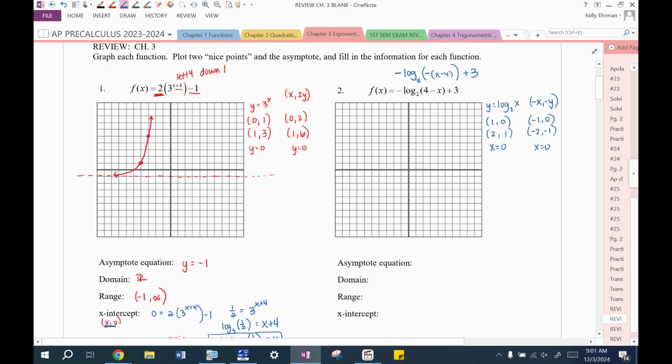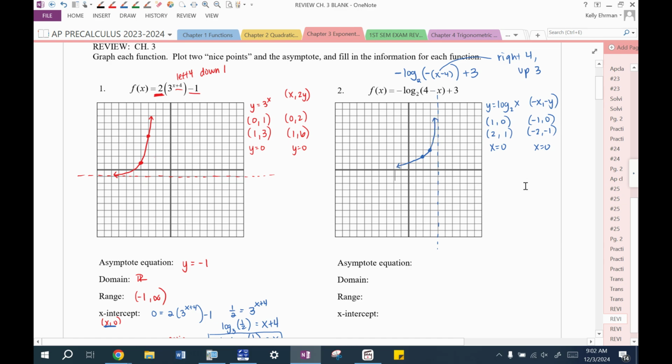This would still be x equals 0. But then the shift is to the right 4 and up 3. So shifting a vertical asymptote from 0 to the right 4 is going to put the vertical asymptote over here at x equals 4. And then I've already reflected my points, and I'm just shifting them. So negative 1, 0 goes right 1, 2, 3, 4, and up 1, 2, 3. Negative 2, negative 1 goes right 1, 2, 3, 4, and up 1, 2, 3. So I'm just going to sketch something like this.